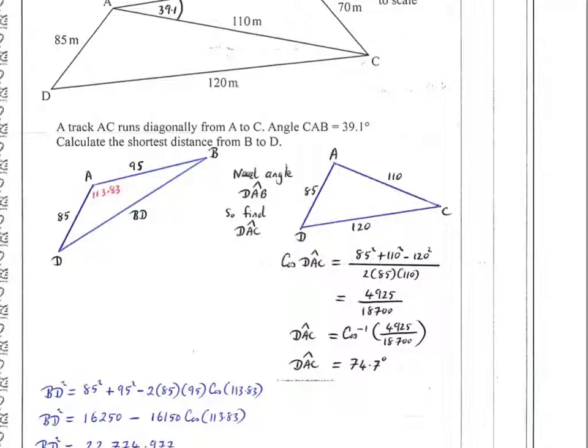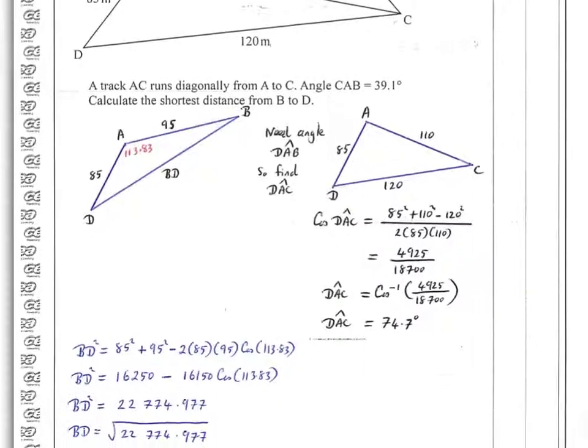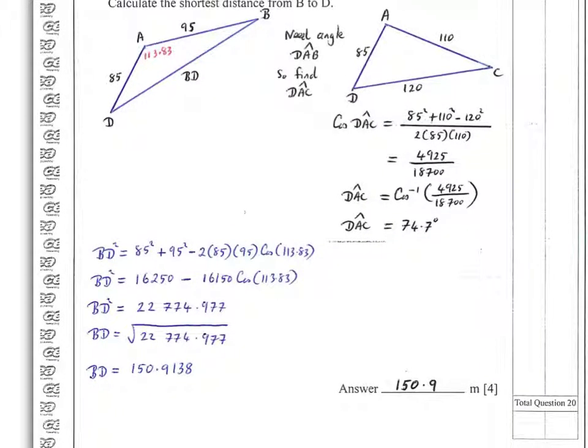We then use the cosine rule again to find BD. So BD squared is 85 squared plus 95 squared minus 2 times 85 times 95 times the cosine of the angle in between, giving us an answer of 150.9138, which is 150.9 meters.